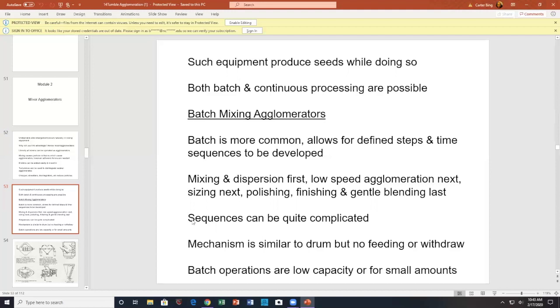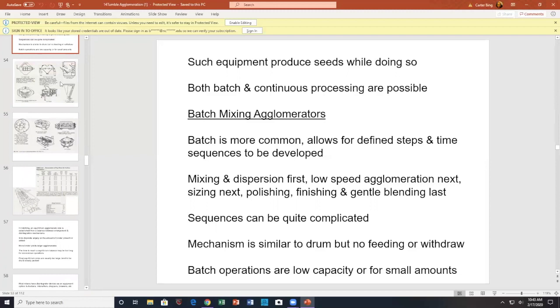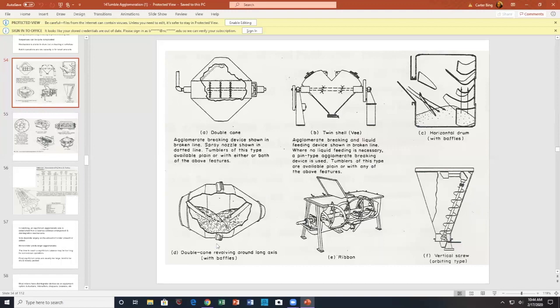Mixing and dispersion first. Oh, I already did that. Sequence can be quite complicated. The mechanism is similar to a drum, but no feeding and withdrawal. Batch operations: low capacities and small amounts. So here we have various mixers. Here we have rotating discs, probably, which break up the agglomerates that form. Basically, you have a rolling action.